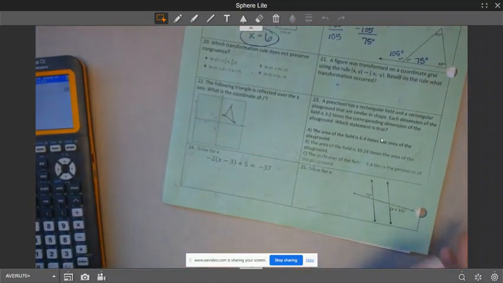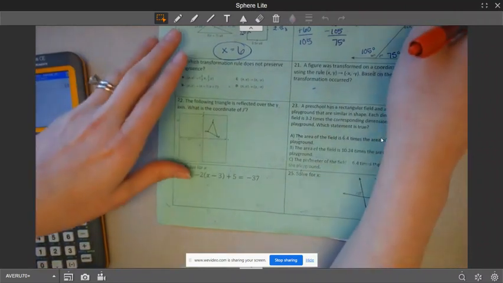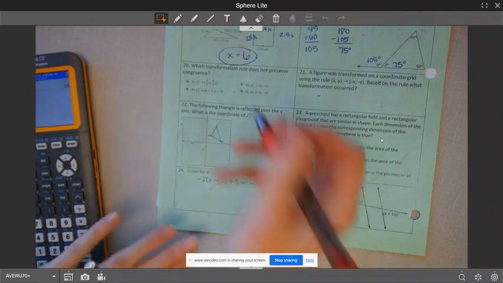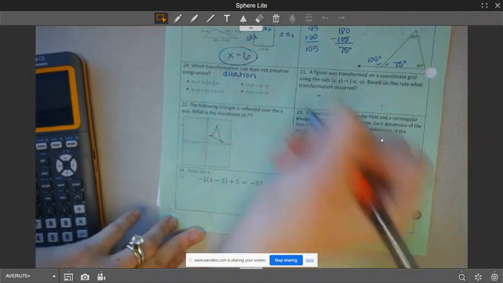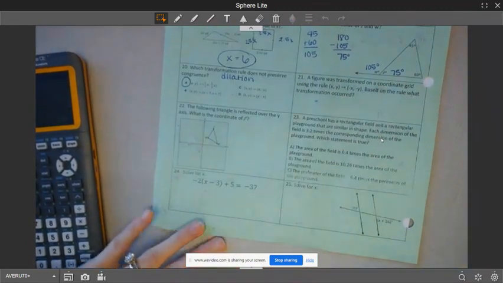Number 20, which transformation rule does not preserve congruence? Well, if I don't preserve congruence, it means I'm changing the size of the object. To do that, we're talking about a dilation. And dilation means to multiply. So I'm looking for one of these that has multiply, and the only one that has multiply is A.